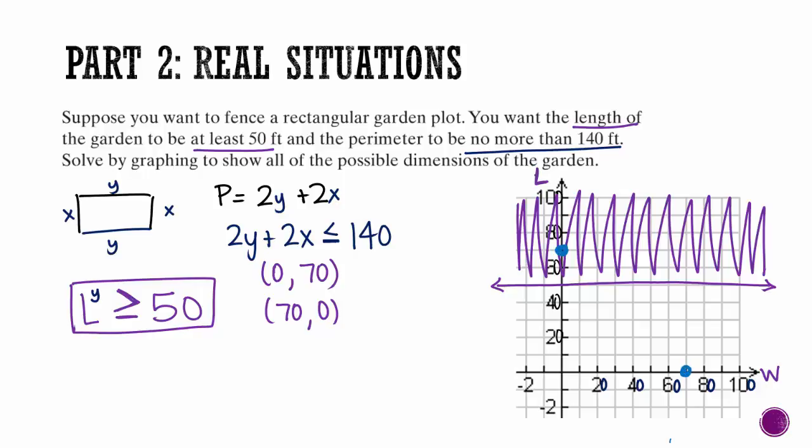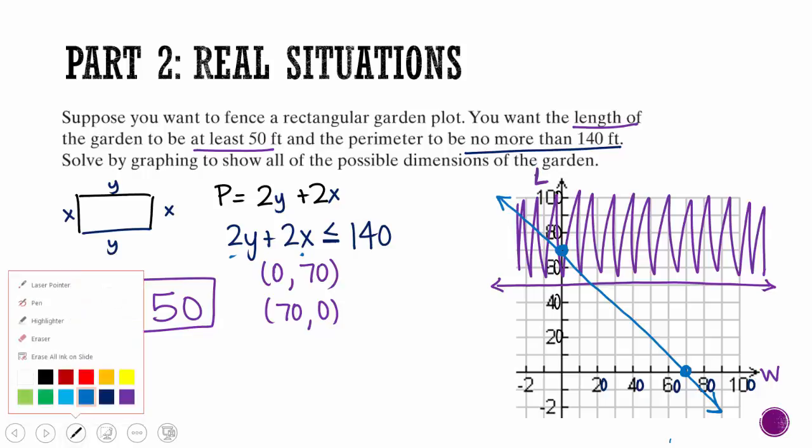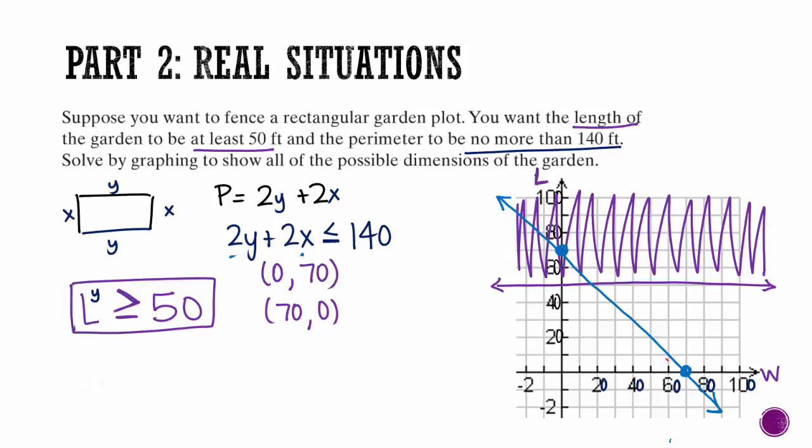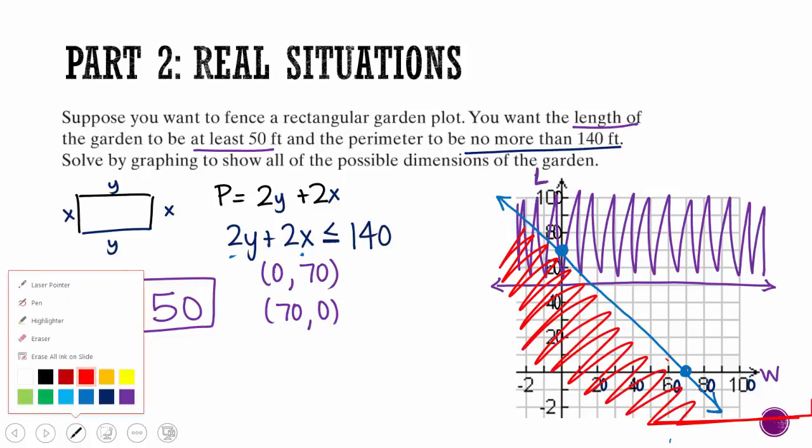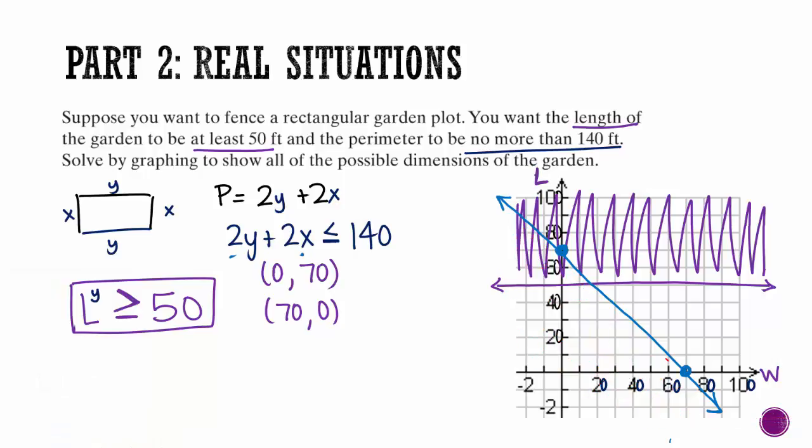It's going to be another solid line because it can equal. And then think about what this is saying. I don't want x's and y's to be any bigger than 140. So where I'm going to shade is everything that is less than this line. And then we can see our solution area is a really, really small section.